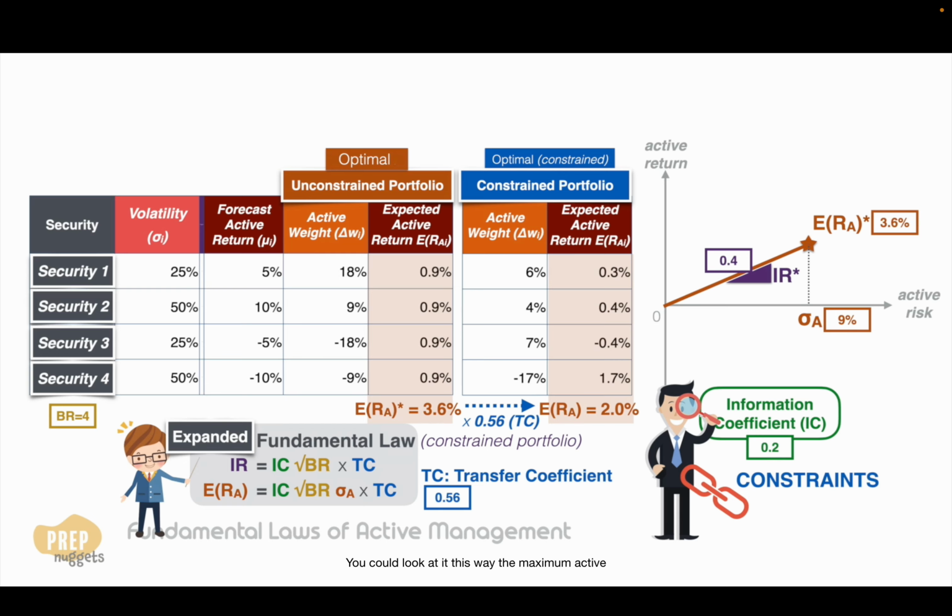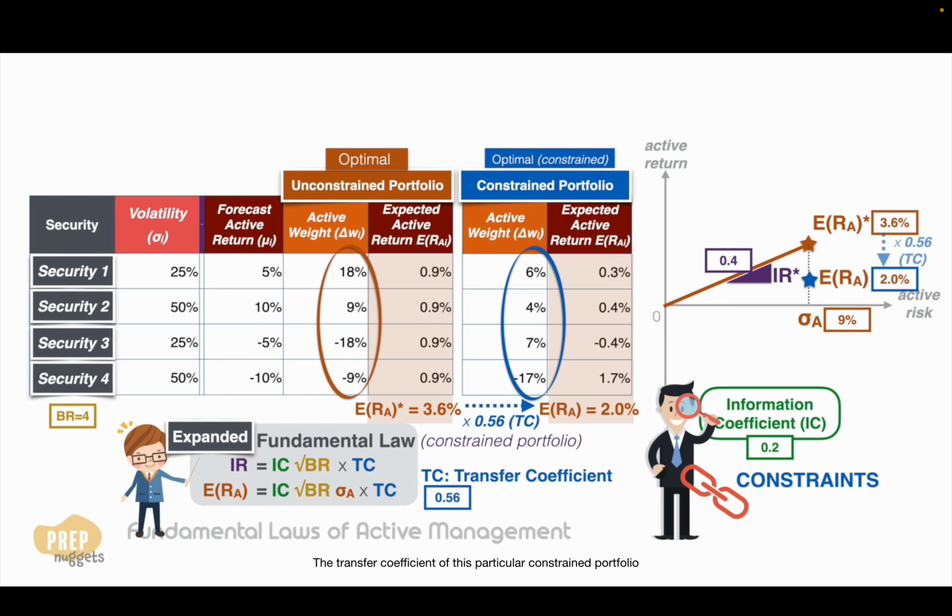You could look at it this way. The maximum active return of the portfolio is 3.6% if it is unconstrained, so the weights can be optimal. However, if the portfolio is constrained, and based on this particular set of active weights, the expected return is 2.0%. The transfer coefficient of this particular constrained portfolio is 0.56, and the corresponding information ratio is 0.22.